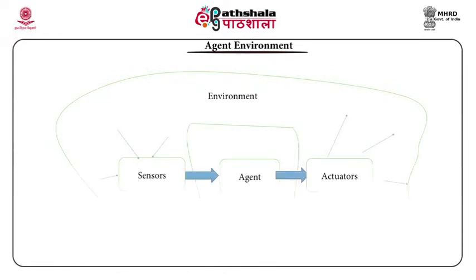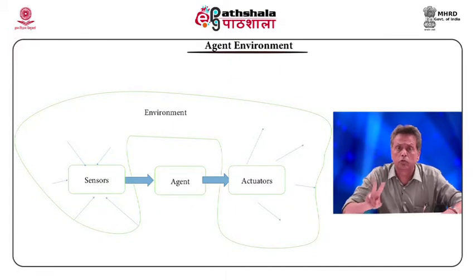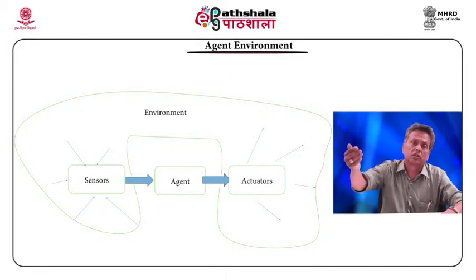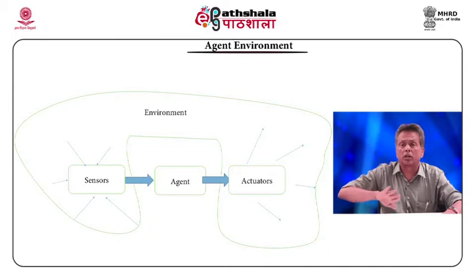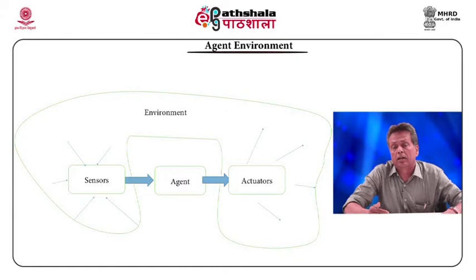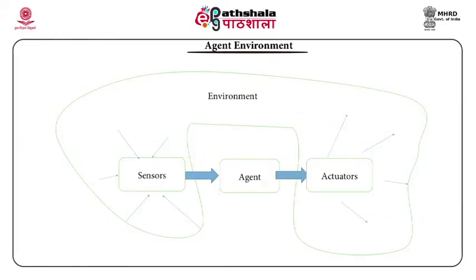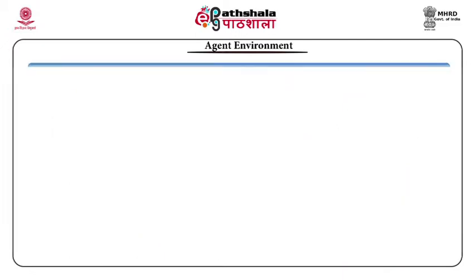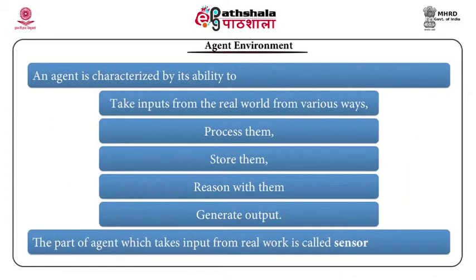Whenever the agent sends something to the world, it uses something called an actuator. When the agent receives information from the world, it uses something called a sensor. So the agent has two components: sensors, which take input from the world, and actuators, which send signals to the world or do something in the world or the environment. The processing is done in the agent itself. So the agent interacts with the environment using the sensors, and does many things with the input. For example, it takes input from the real world, processes it, stores it, reasons with it, and generates output.